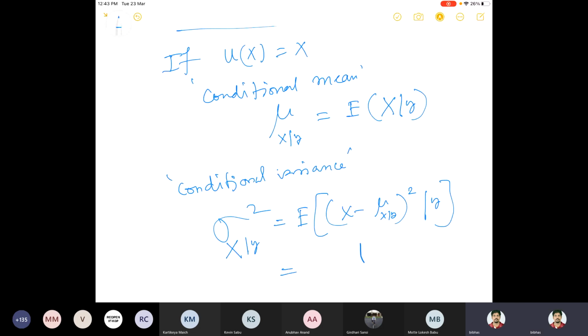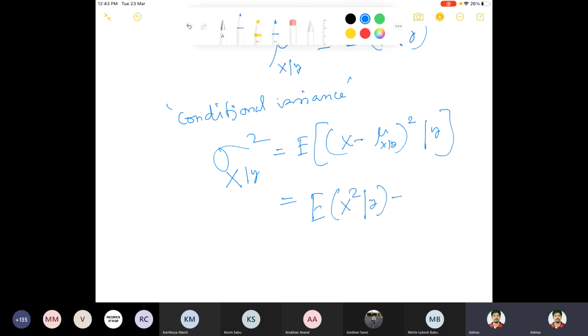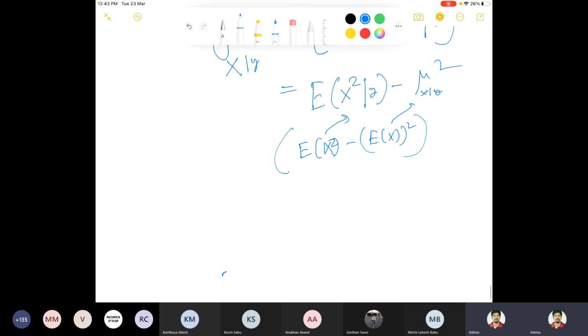And you can again prove this using the same way we proved it earlier. The similar trick which you used earlier, you can just show that this will be nothing but E of x square given y minus mu of x given y square. So for the case without condition, if we recall, we had E of x square minus E of x whole square, right? The same thing is here, only thing is that there is given y.